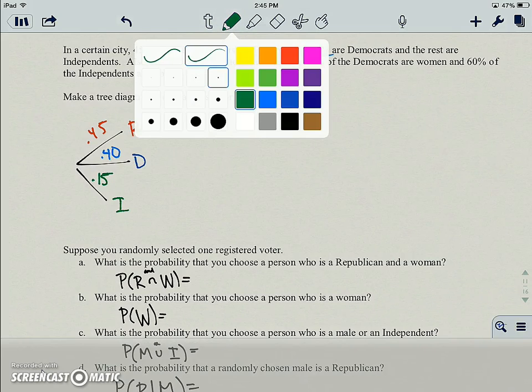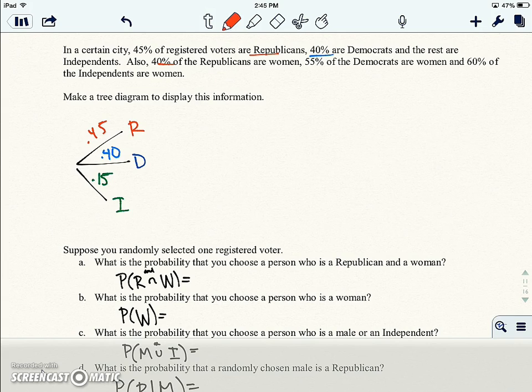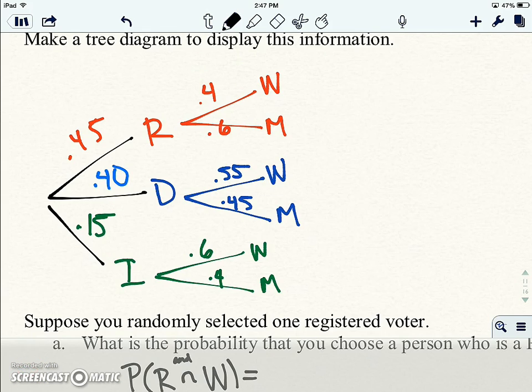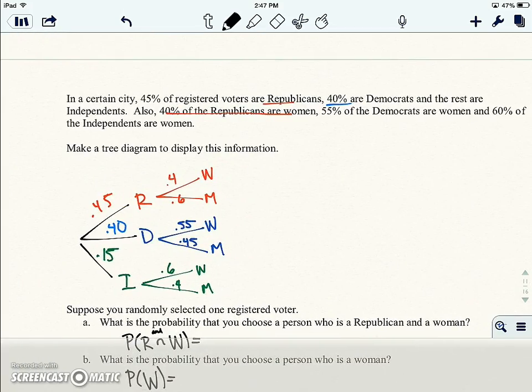It says if you are a Republican, 40% of those are women. So 0.4 for women, which would leave, of course, 0.6 for men. Go ahead and fill in the chart, and I will as well. So you should have been able to fill in the chart, again, using the given information they gave you.